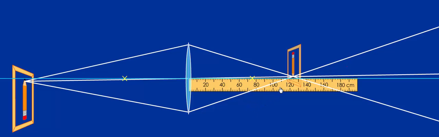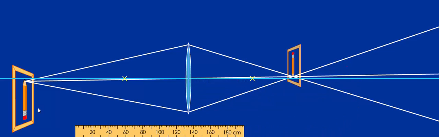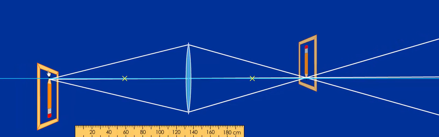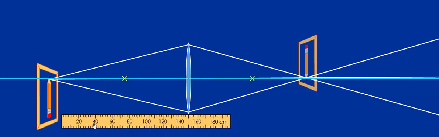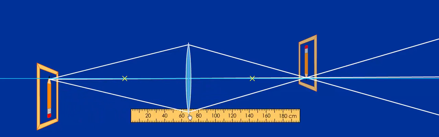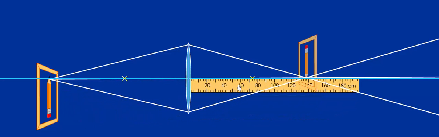All right, I'm going to move the ruler out, and I'm going to change the position of the object so that we get a new object distance. All right, measure the new object distance u, and measure the corresponding image distance v. There you go.